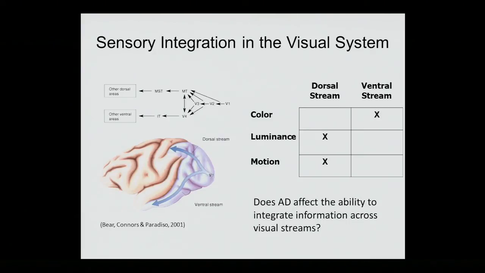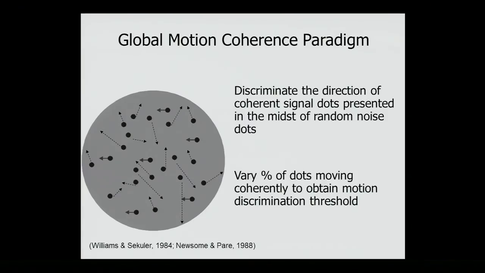Okay, another thing I wanted to talk about was integrating information in the visual system. Does Alzheimer's disease affect the ability to integrate information across those two visual streams I mentioned? So we're going to look at integration of information across the dorsal and ventral stream. To do this, we used a global motion coherence paradigm.